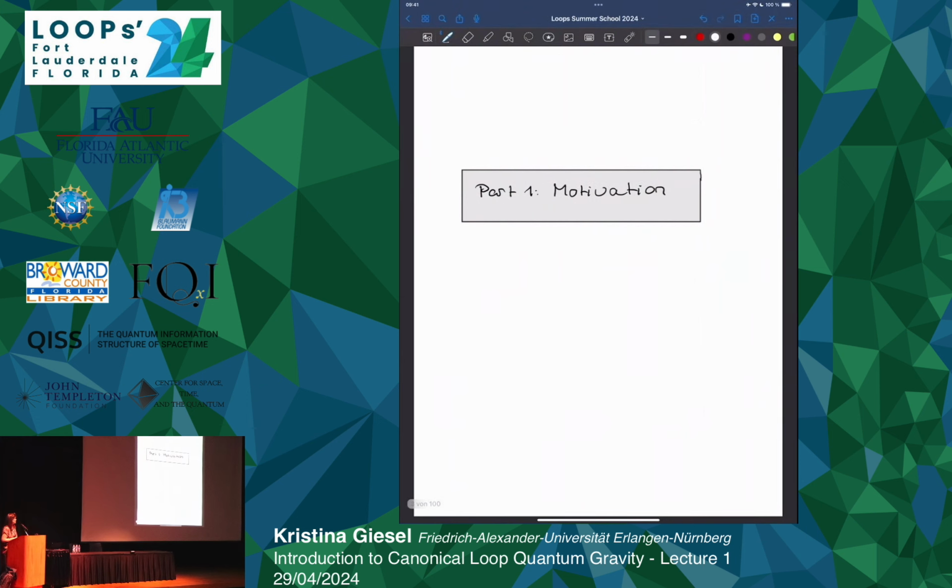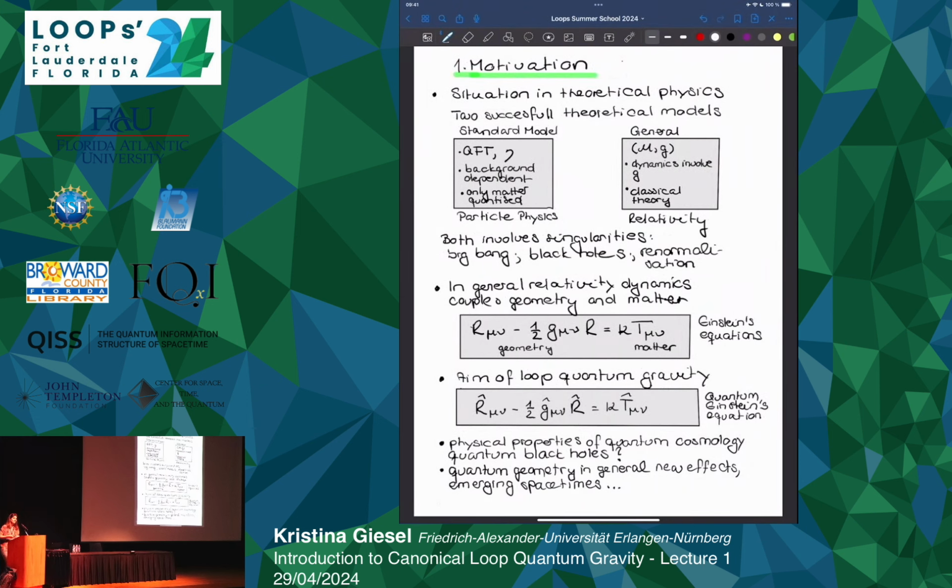So let me say a few words on the motivation. If you are familiar with theoretical physics, you know there are 2 lectures you might have even listened to in your PhD course or in your studies. The first is particle physics, described using the standard model of particle physics, where we use a quantum field theory formulated on a flat spacetime, a Minkowski spacetime. In this setup, the spacetime is fixed and you just quantize matter. That's how the standard model is formulated. In particular, it's a background-dependent theory because the metric is non-dynamical here.